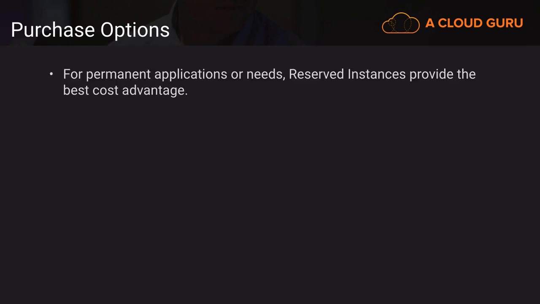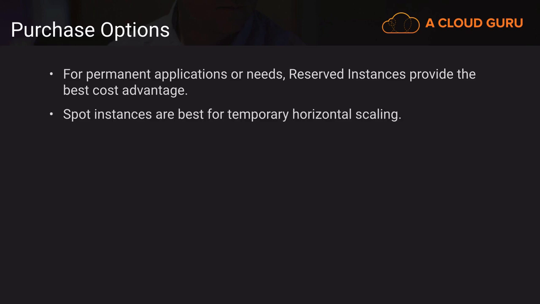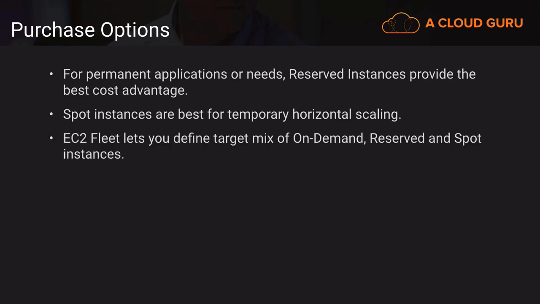You should also look at some purchase options. So AWS offers a few different types of purchase options where I can buy equipment at a better price than if I'm just using it on demand. If you have a permanent application and you know you're going to be running this instance for a long time, reserved instances are probably going to provide you the best cost advantage there. Spot instances are really good for temporary horizontal scaling, yet another reason why horizontal scaling is preferred to vertical scaling. AWS has a concept known as EC2 fleets, and this allows you to define a target mix of on-demand, reserved, and spot instances to meet your needs.